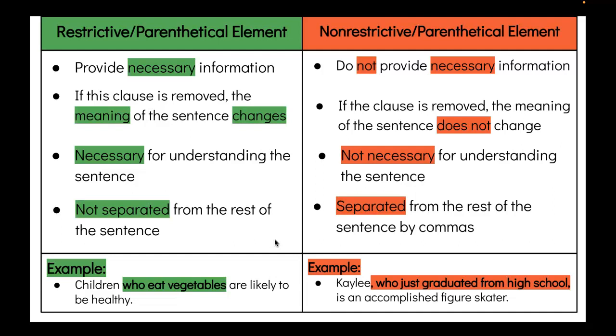So a non-restrictive example: Kaylee, who just graduated from high school, is an accomplished figure skater. You see the commas here around this clause. If I take it out, it would say Kaylee is an accomplished figure skater. And she is. Whether or not we know that she graduated from high school, she's still an accomplished figure skater. So the meaning of the sentence does not change.